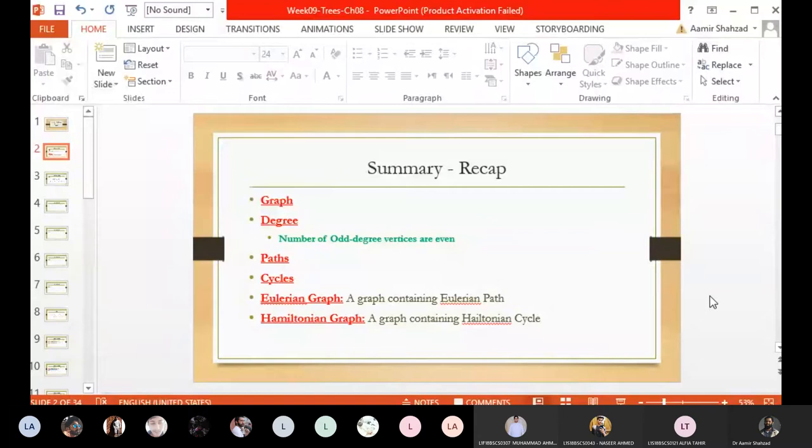And then we have another related concept, the Hamiltonian graph. For the Eulerian graph, we had a quick check: if the degree of all vertices is even, then an Eulerian path exists. If exactly two vertices have odd degree, then a semi-Eulerian path exists, meaning you cover all the edges but you do not come back to your starting point.